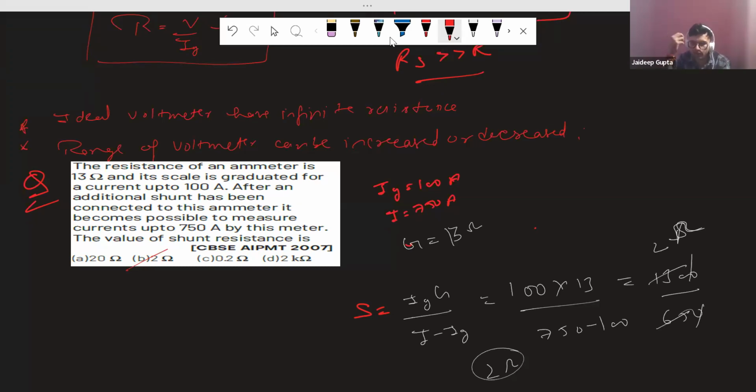What is the torque experienced by a current carrying coil in a uniform magnetic field? Aksha, what is the torque experienced by the current carrying coil in a uniform magnetic field? Fast, Aksha. Eva, what is the torque experienced by the current carrying coil? Alan? Yes, sir. The torque experienced by a current carrying coil in a uniform magnetic field, what is the formula? N I B A sin theta. Okay.